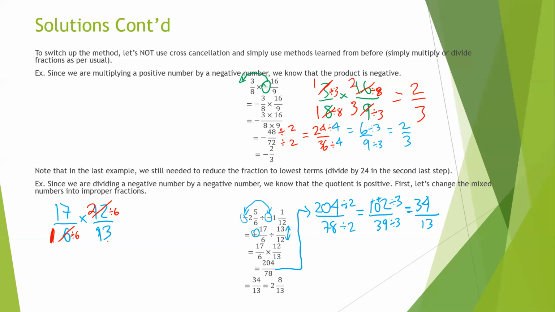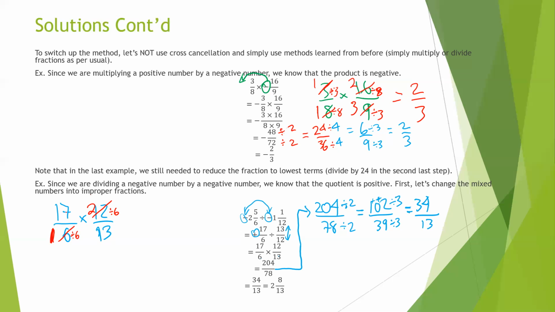17 and 13, looking across here, there's nothing I can really cross cancel there, so I'm going to leave them as they are. And just so you know, you can't double dip. I can't use the 12 to cross cancel with the 6 and then use the 12 to cross cancel with the other denominator. It doesn't work that way. Just so you're clear on that.